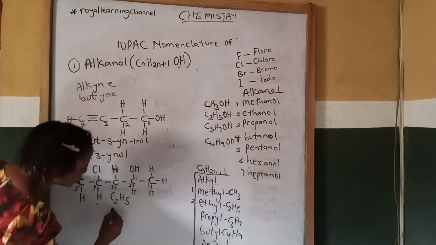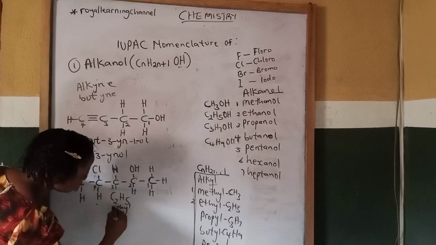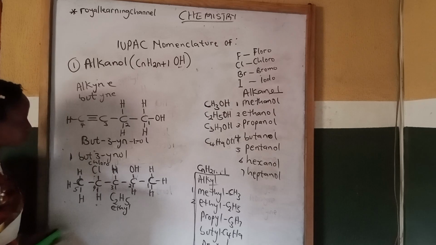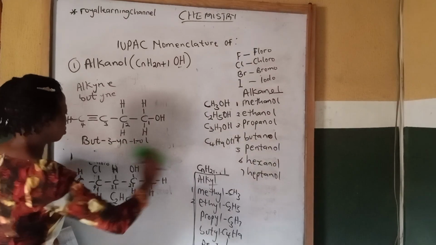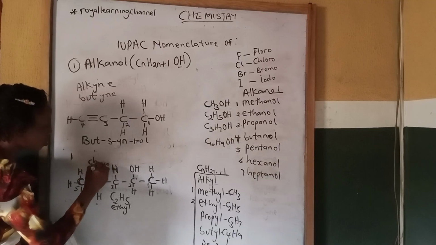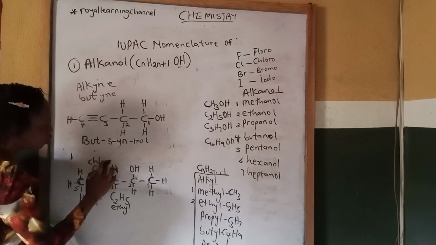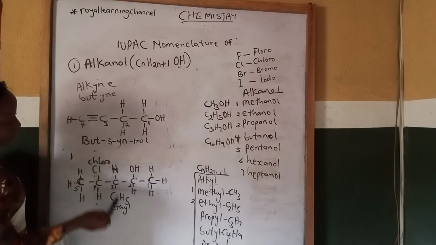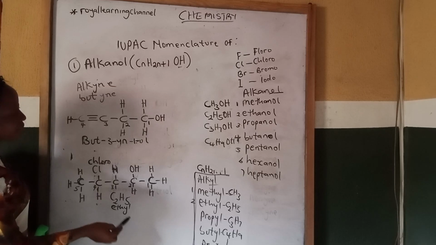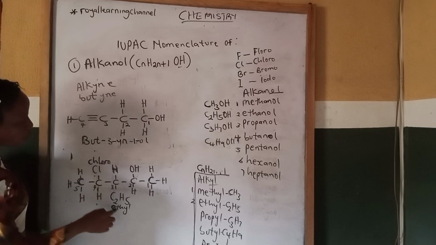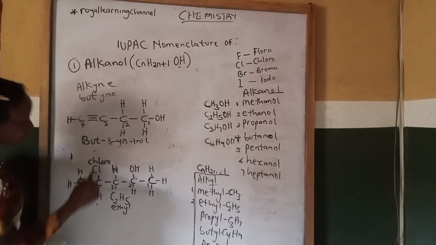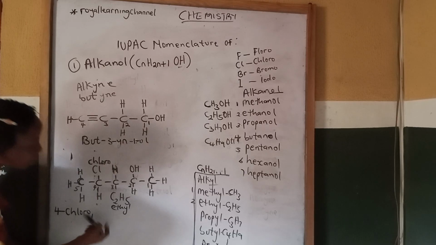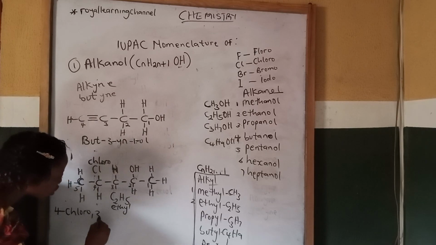C2H5 is ethyl. We have ethyl. Then we have chloro. Now, chloro is inorganic. Ethyl is organic. Don't forget that we must name our inorganic before organic. So the chloro is on the fourth carbon atom. So what do we call it? 4-chloro, comma. Then the ethyl is on the third carbon atom.